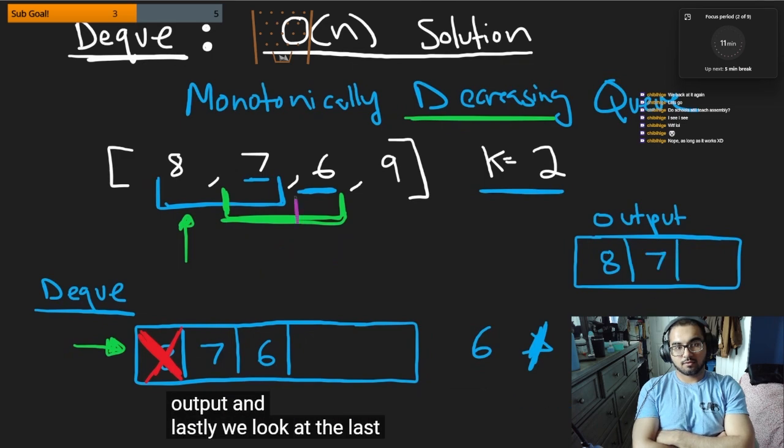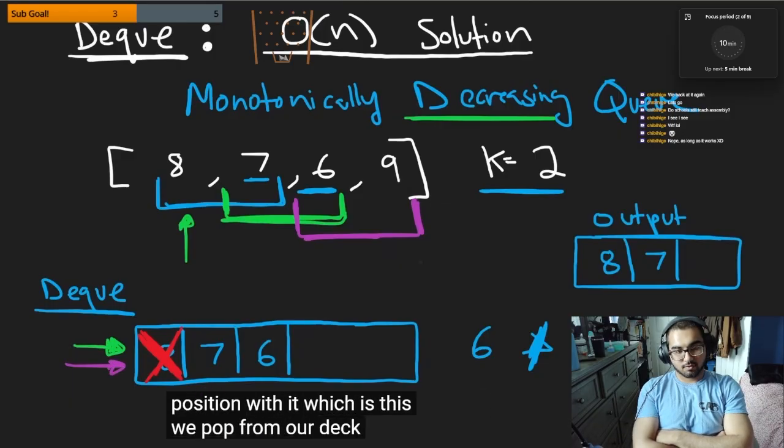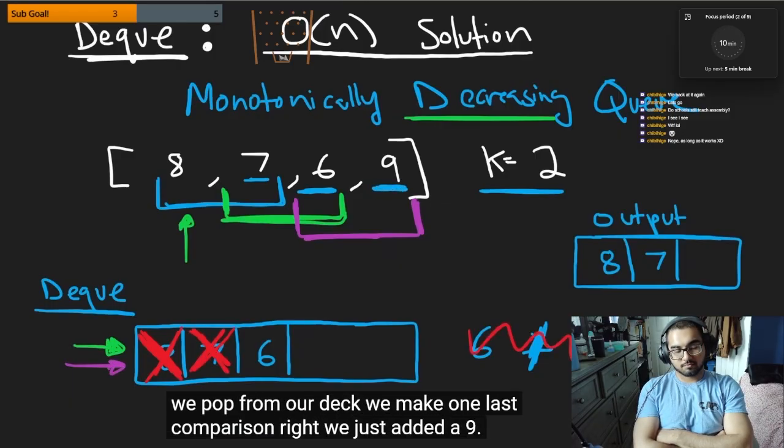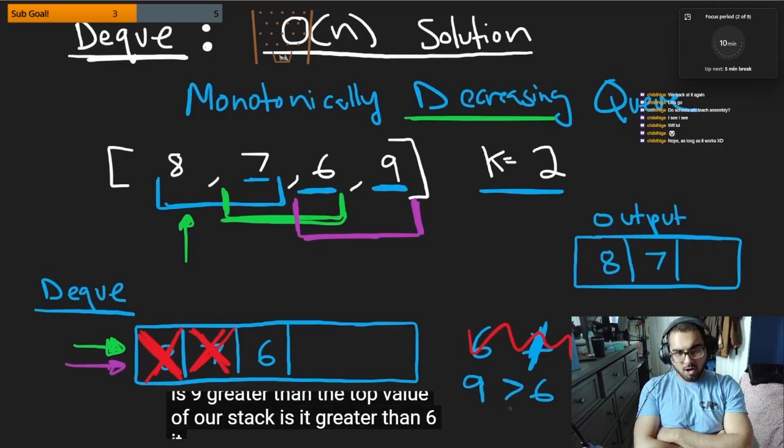And lastly, we look at the last sliding window, which is these last 2 elements. We know that the 7 is no longer in bounds, so from the leftmost position we pop from our deque. We make one last comparison. We just added a 9. Is 9 greater than the top value of our stack? Is it greater than 6? It is. What does that mean?